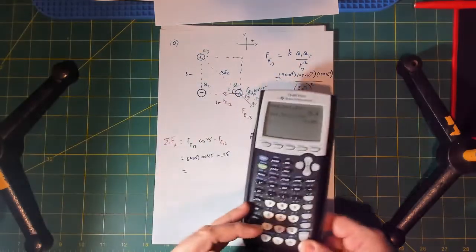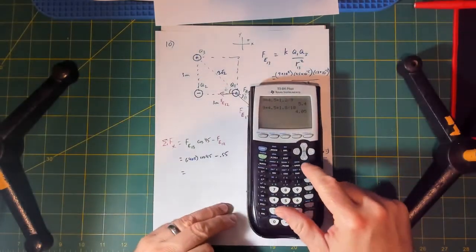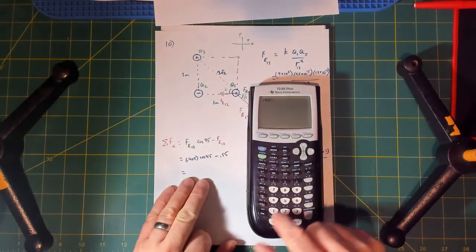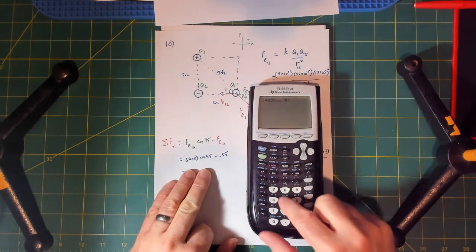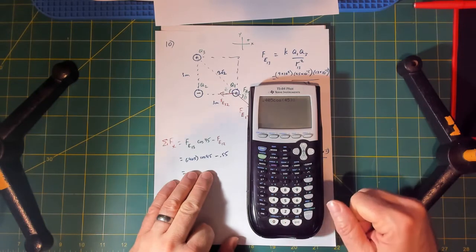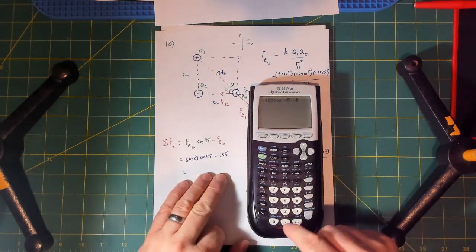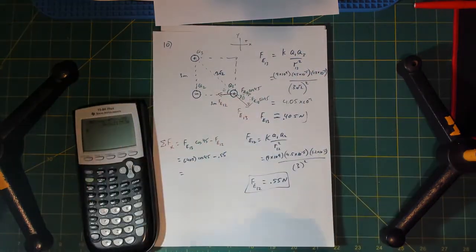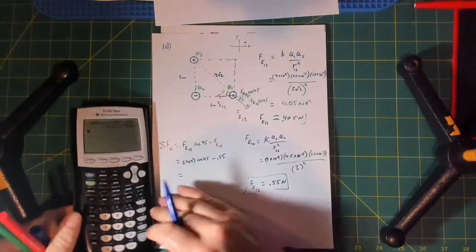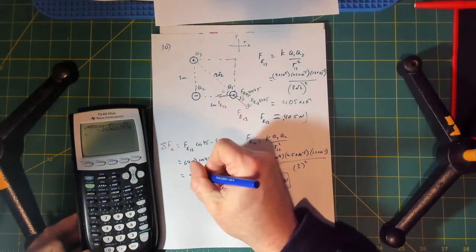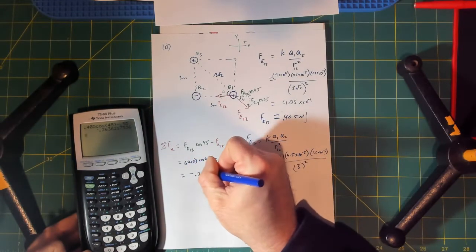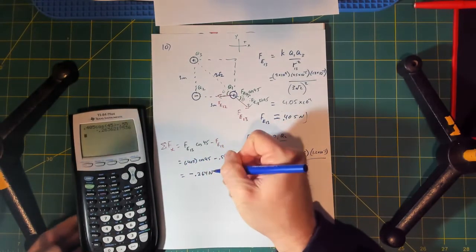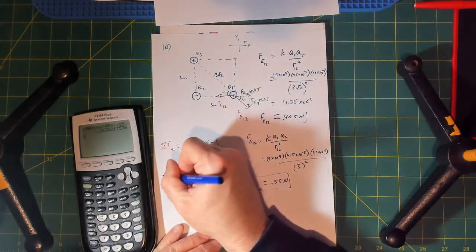Sure, why not? We'll do the math. We'll finish that one up. So if I did that, I would take 0.405 cosine 45 minus 0.55. And if I do that, that gives me a value for the total force in the x-axis of a negative 0.264 newtons. You're like, what's going on with that?